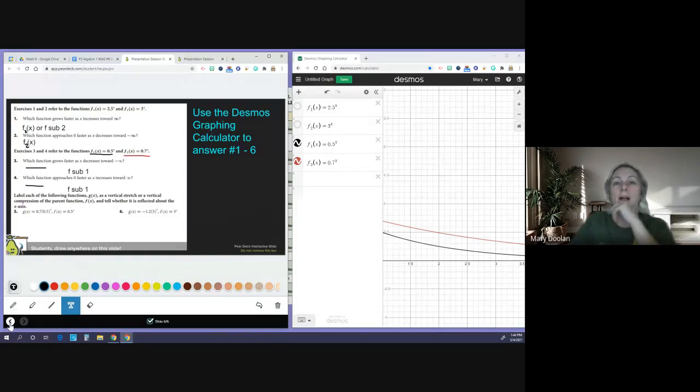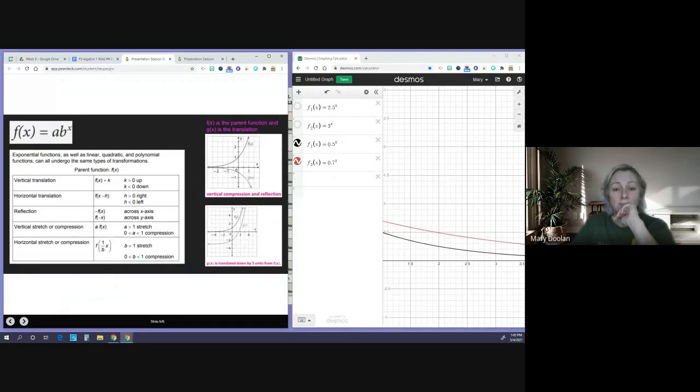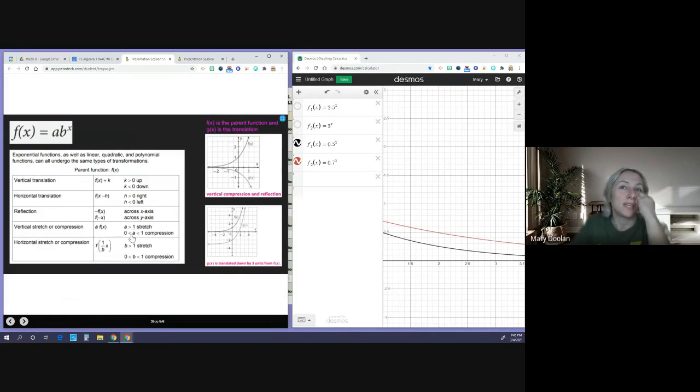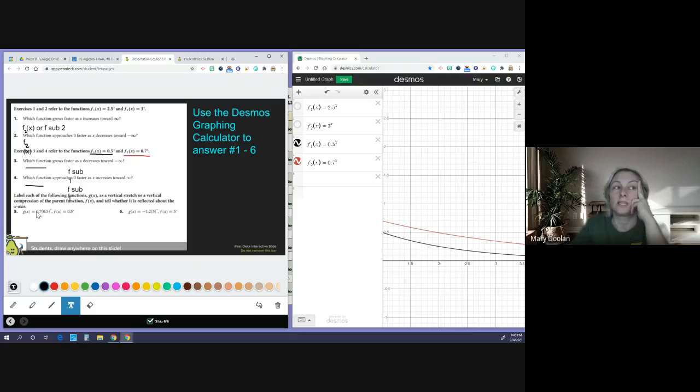So here's where you're going to want to go back to this slide. This slide shows you if it's a compression or a stretch, if it's reflected. All right. And so for a vertical stretch or compression, is a greater than 1 or is a a fraction? So if I look at this, here a is 0.7. So it's a fraction, even though it's a decimal. So the rule is a greater than 1 or a less than 1 but bigger than 0. That would be a proper fraction, and 0.7 counts as that. So this is a compression.